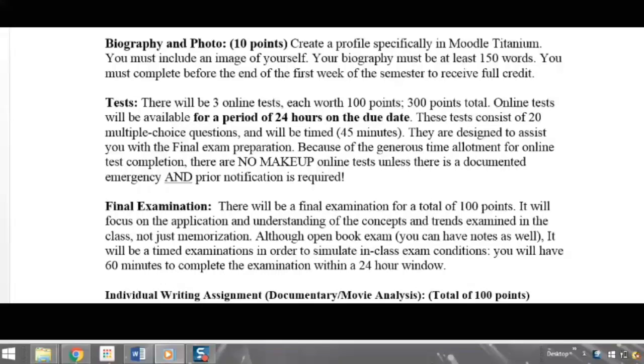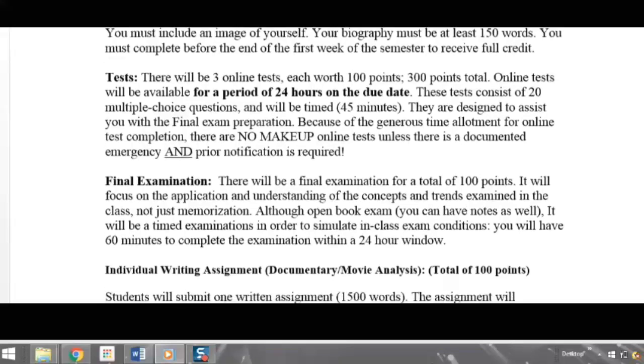We will also have 3 tests, 3 online exams, and each is going to be worth about 100 points, 300 points total. An online test will be available for a period of 24 hours on the due date. So they will be available from 12:01 a.m. until 11:55 p.m. And these tests consist of 20 multiple choice questions and will be timed, 45 minutes. They are designed to assist you with the final exam preparation. And because of the generous time allotment for online test completion, there are no makeup online tests unless there is a documented emergency and prior notification is required.